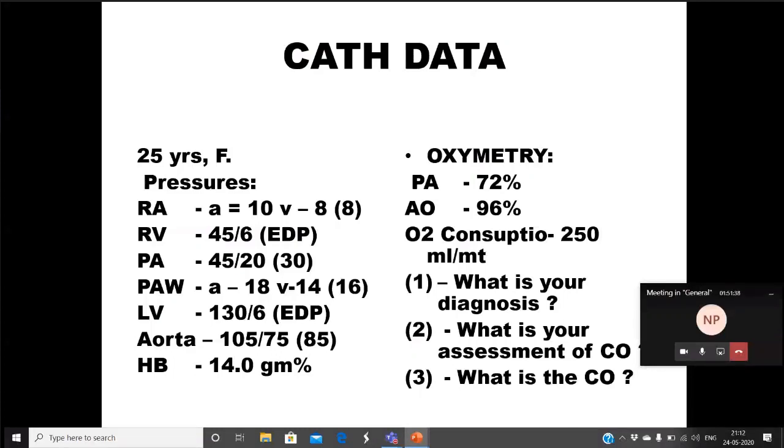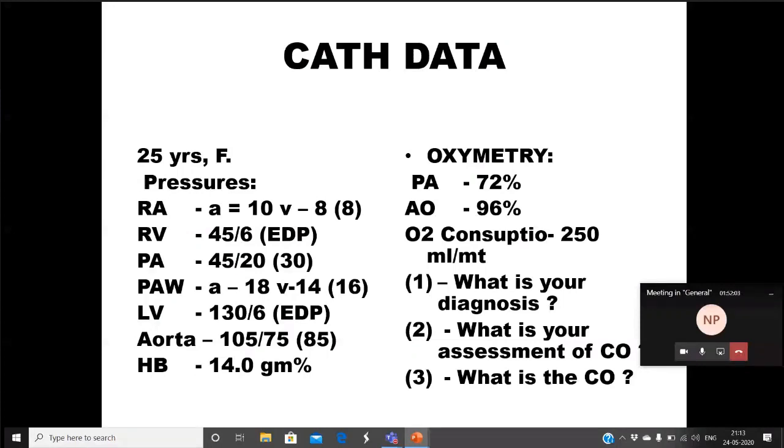Okay. By looking at the oximetric data of PA and aorta, can you make a comment about the cardiac output? Is it normal, increased, decreased? It is increased, sir. Why do you say it's increased? Oxygen consumption is normally 120. It is higher actually.